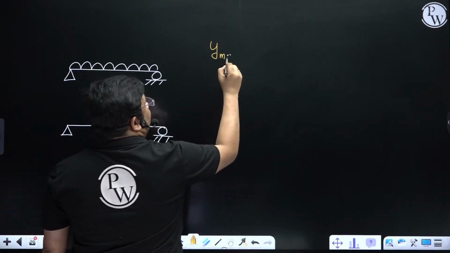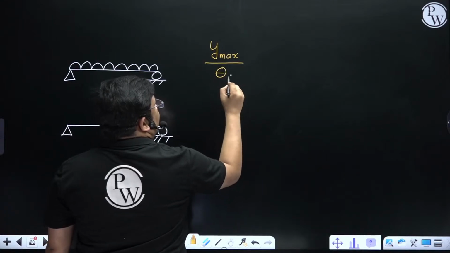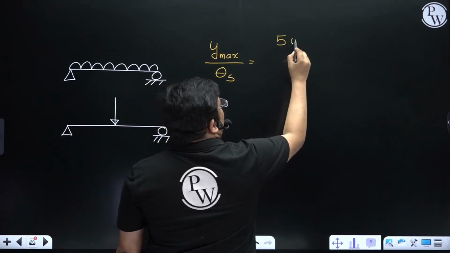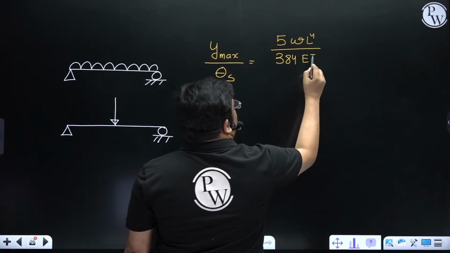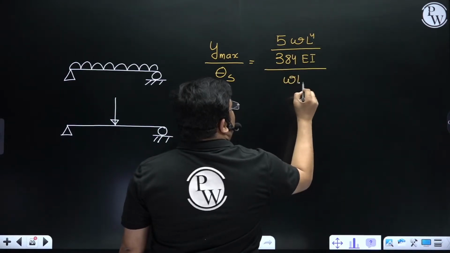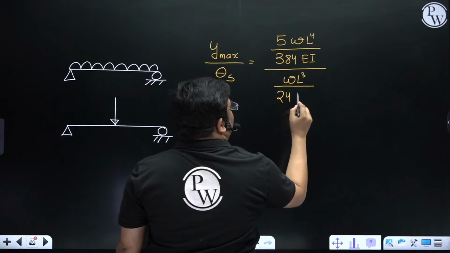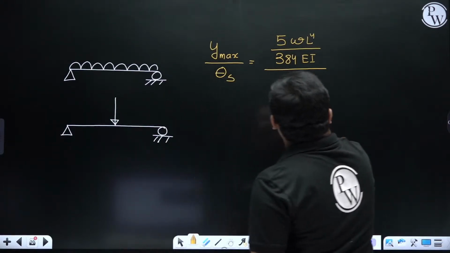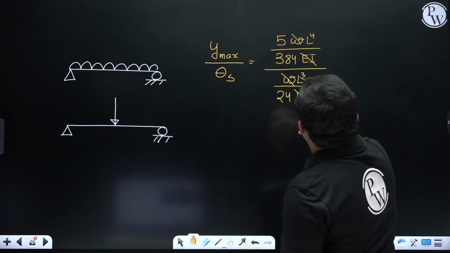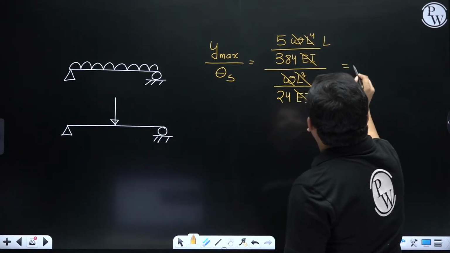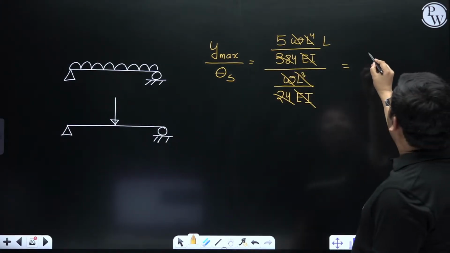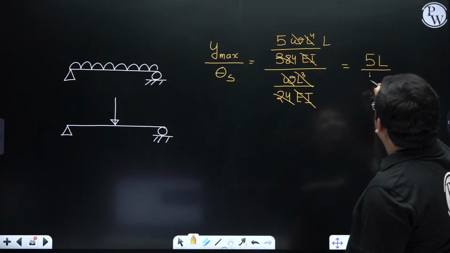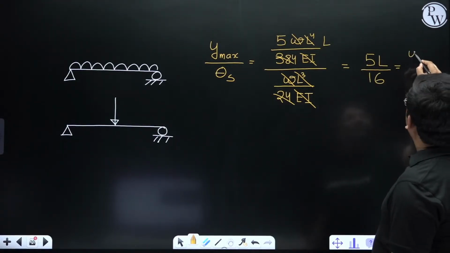Y max by theta S. This is 5WL^4 by 384 EI, divided by the slope, which was WL cube by 24 EI, right? So EI gets cancelled, W gets cancelled, L cube becomes L, and then if I divide by 24, I'll get 16, yes, 16. So I get 5L by 16, right? So this is the maximum deflection by theta S.